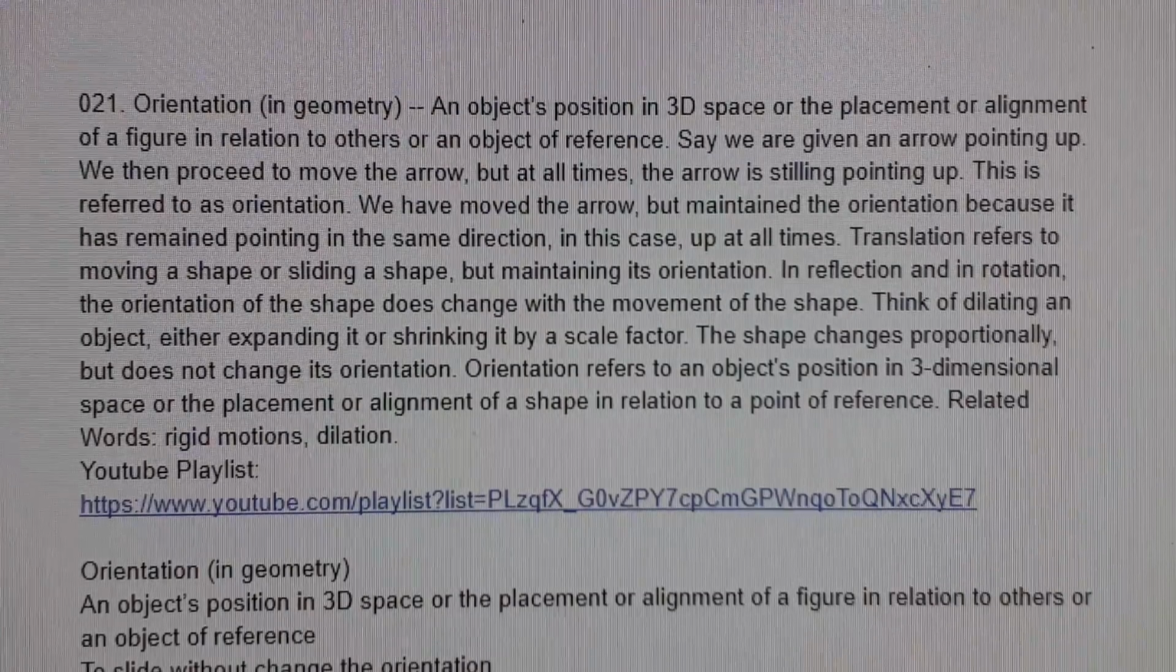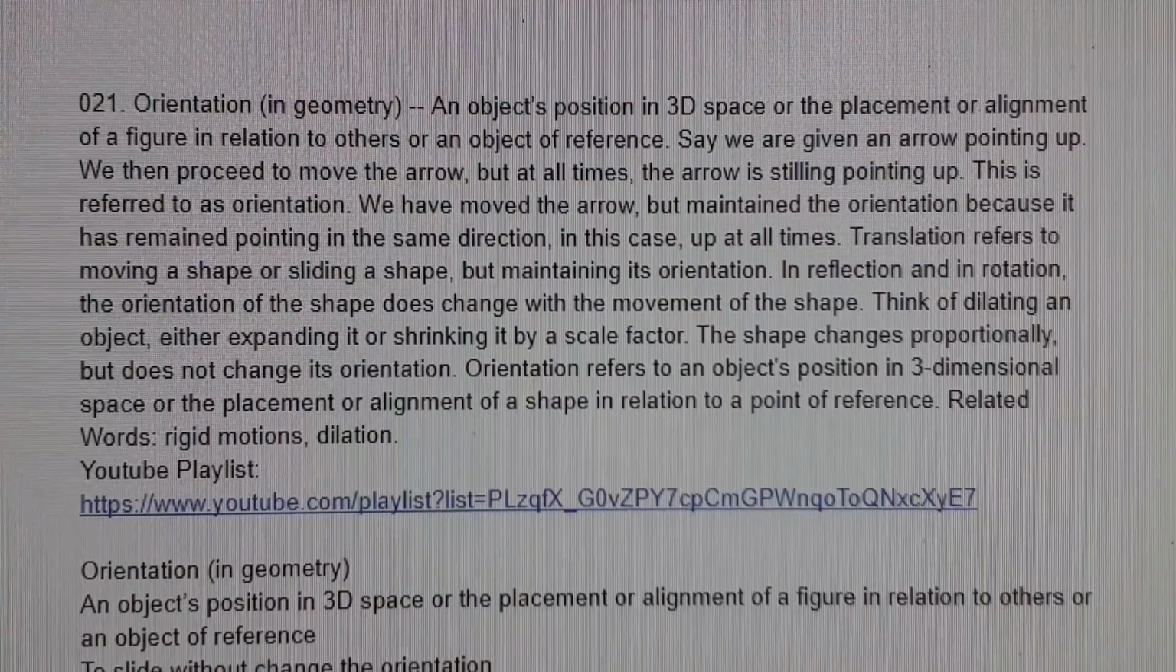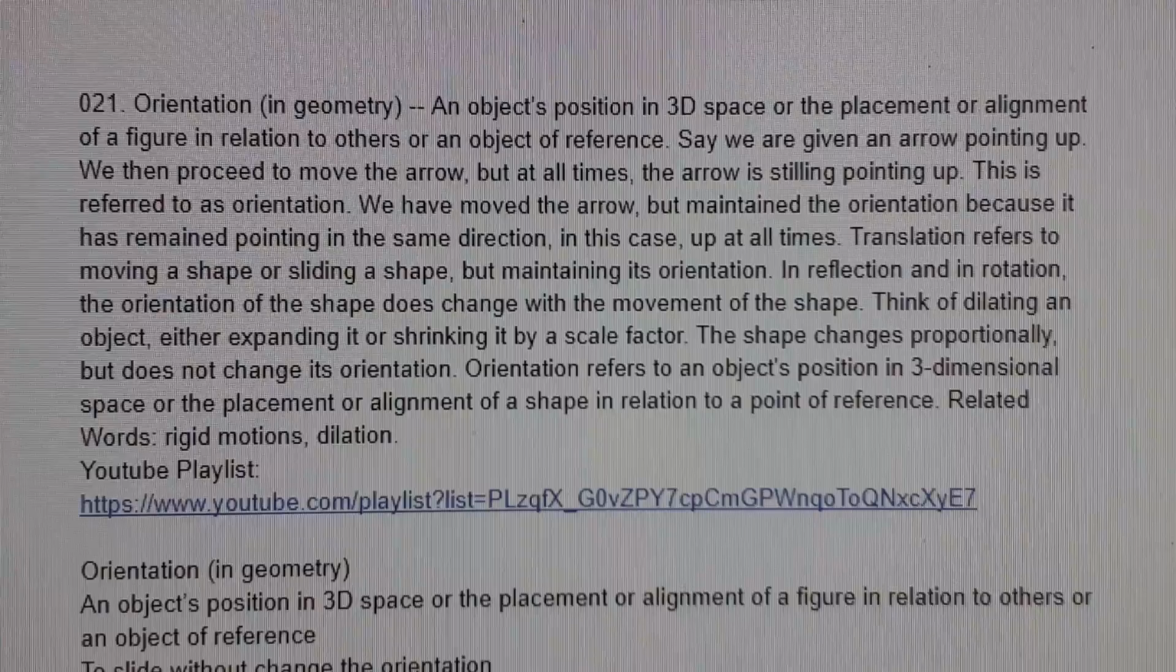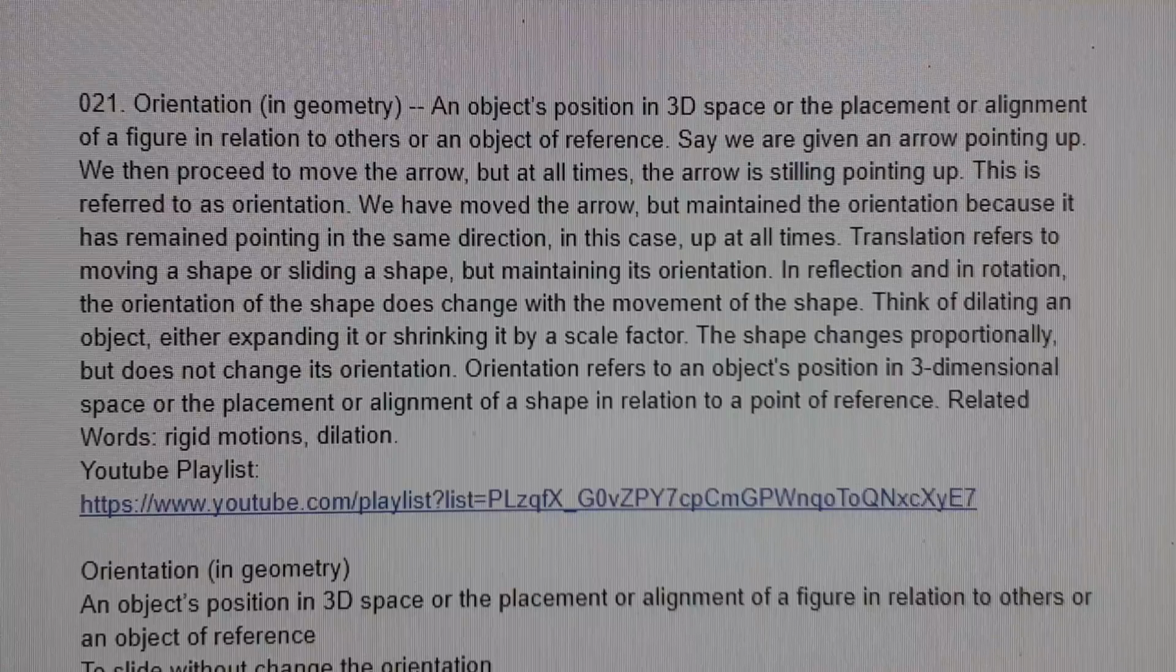We then proceed to move the arrow, but at all times the arrow is still pointing up. This is referred to as orientation. We have moved the arrow, but maintained the orientation because it has remained pointing in the same direction, in this case, up at all times.